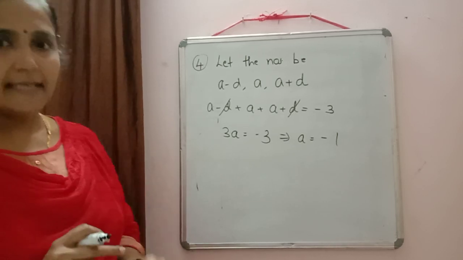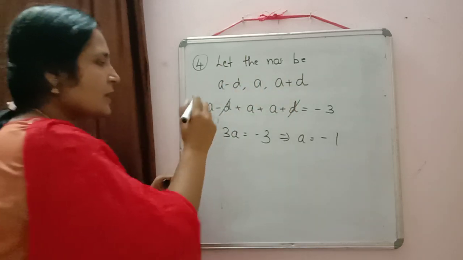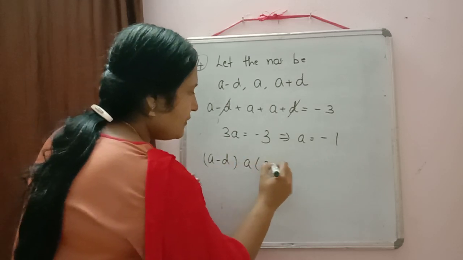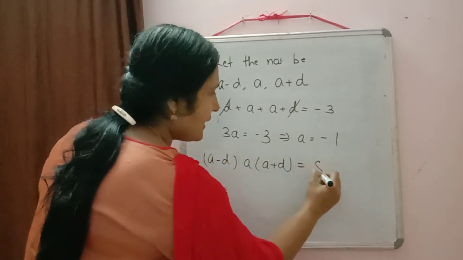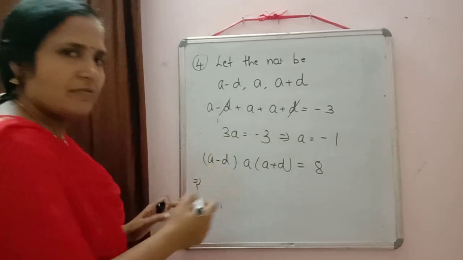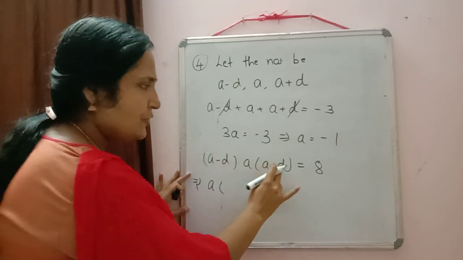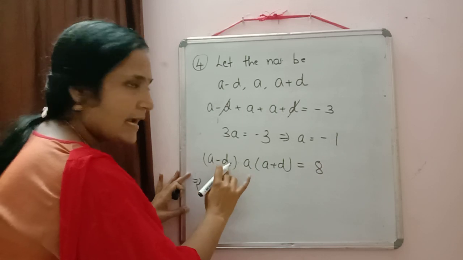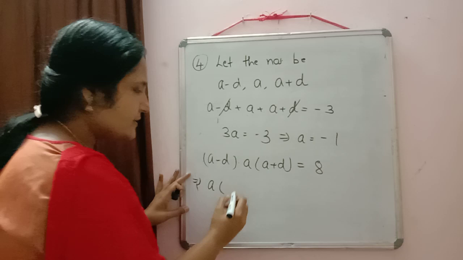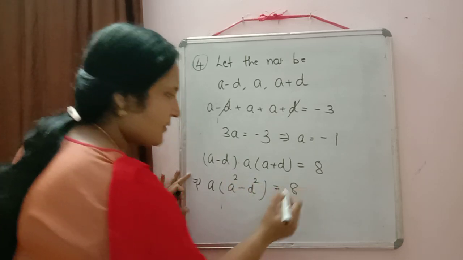And their product is 8. Product of these 3 numbers is 8 is given. So we will multiply now. A minus D into A plus D is equal to 8 is given. Don't substitute the value of A at present. First we will simplify it. A into A minus D into A plus D. So by using the identity A plus B into A minus B, A square minus B square. So it will be equal to A square minus D square is equal to 8.